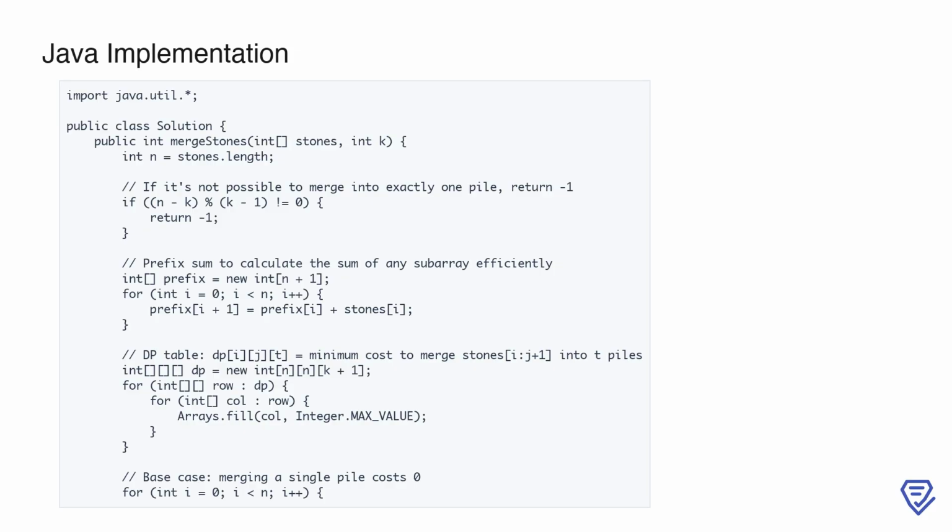After that, we define a 3D dynamic programming table dp[i][j][t], where dp[i][j][t] represents the minimum cost to merge the stones from index i to j into t piles. To ensure we start with a clean slate, all values in this table are initialized to Integer.MAX_VALUE. Finally, we set up the base case. Merging a single pile costs nothing, so dp[i][i][1] is initialized to 0 for all valid indices i.